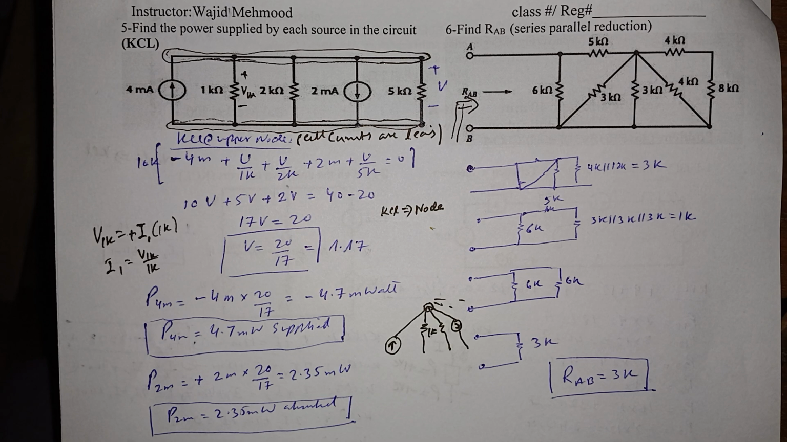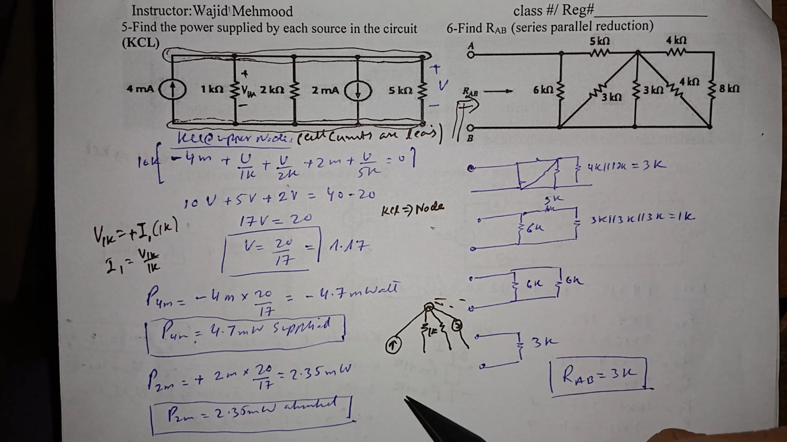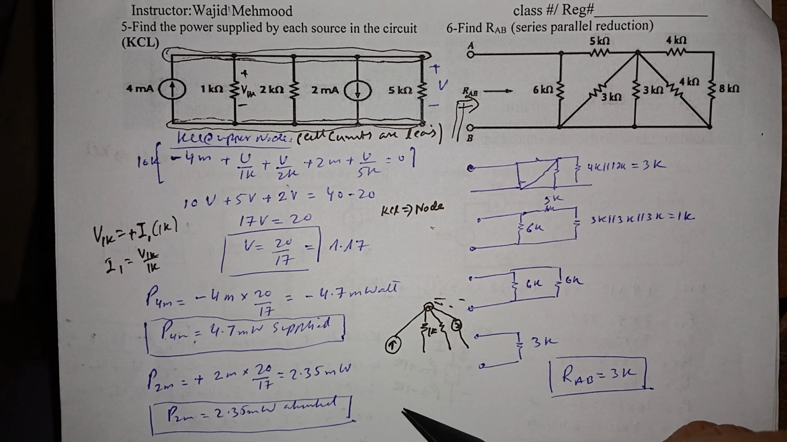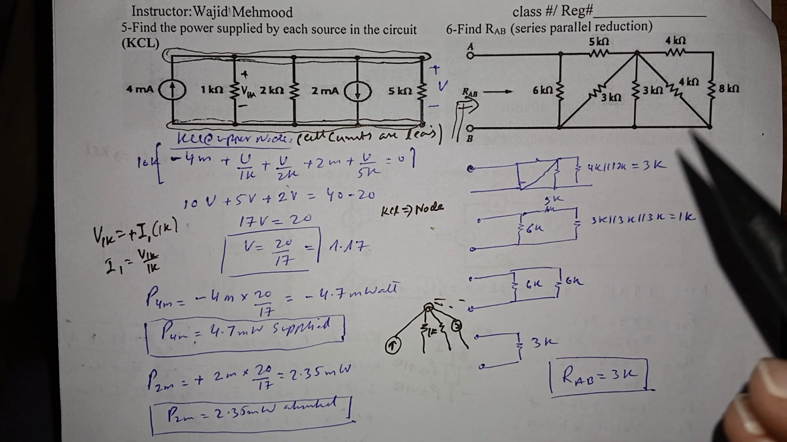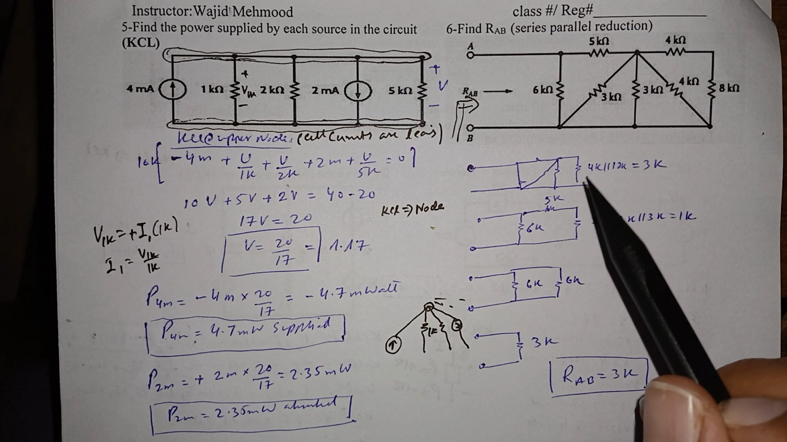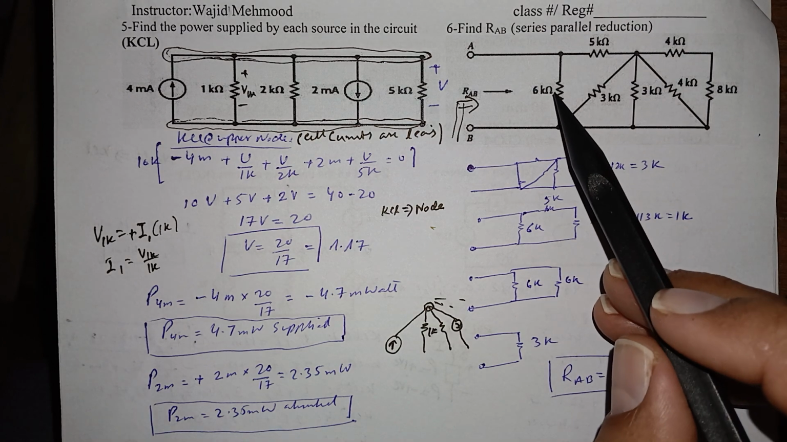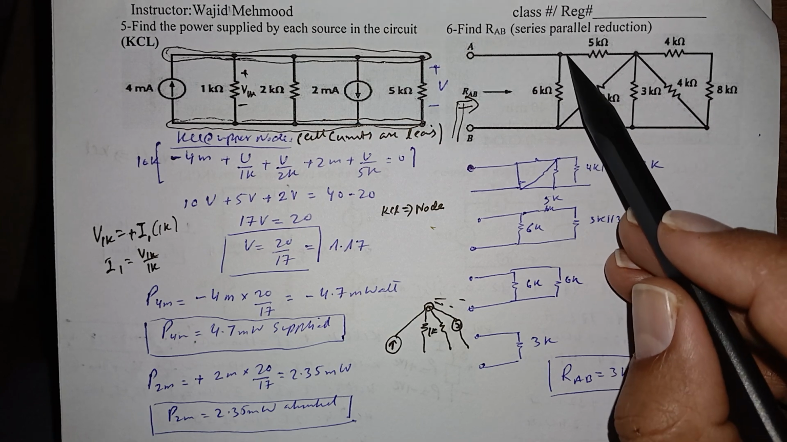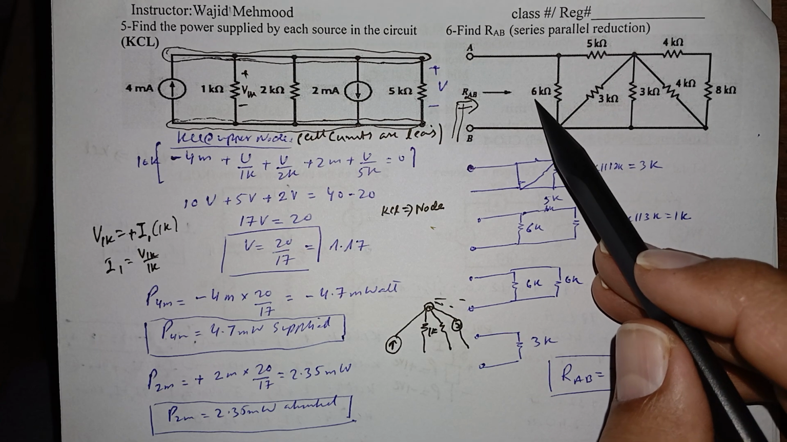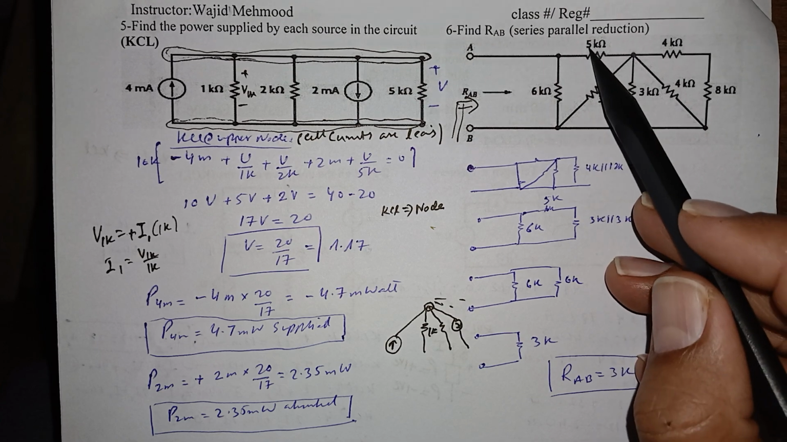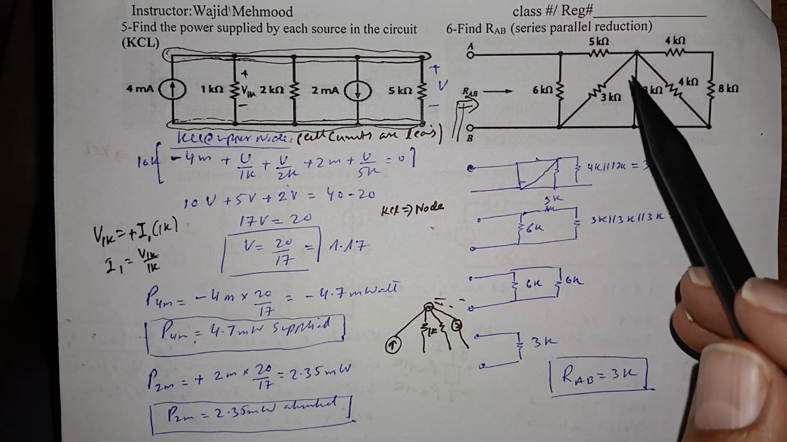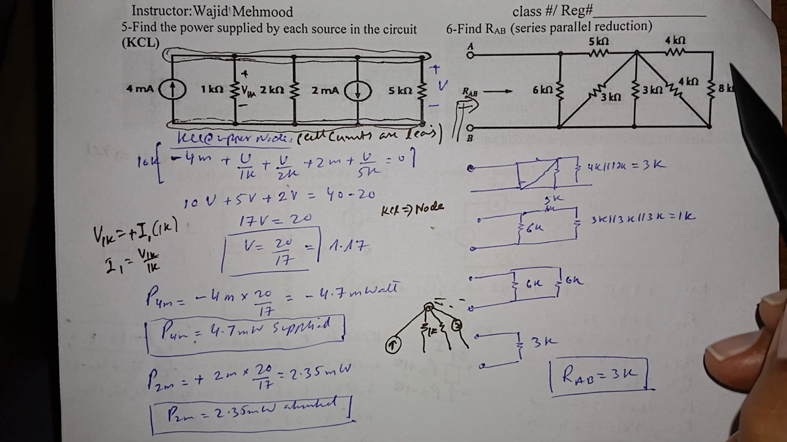To solve this kind of problem, it is easier to identify nodes and then proceed further. I would like to make a few comments here. Some students think that current is coming here and flowing in, dividing into two parts, so they make 6K parallel with 5K. But this is wrong.